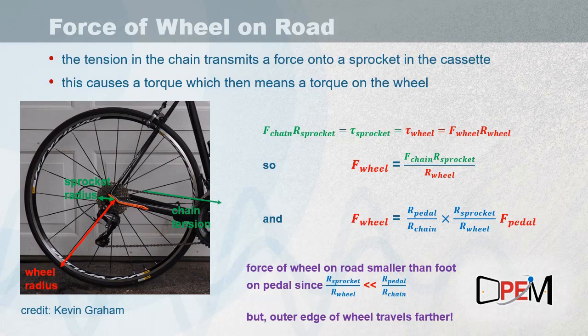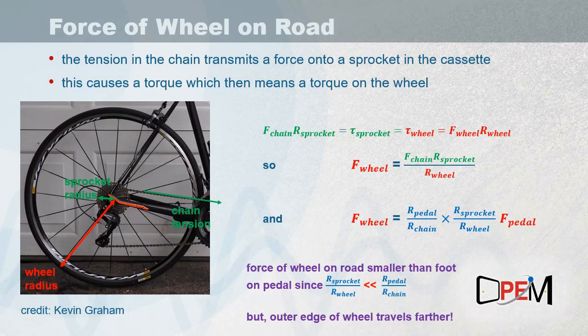Now, combining this with the equation on the previous slide, we can relate the force on the pedal to the force of the wheel on the ground, and that's given in the bottom equation, where it's equal to the radius of the pedal, that distance from the center of the chainring to the pedal axle, divided by the radius of the chainring, times the radius of the sprocket divided by the radius of the wheel.